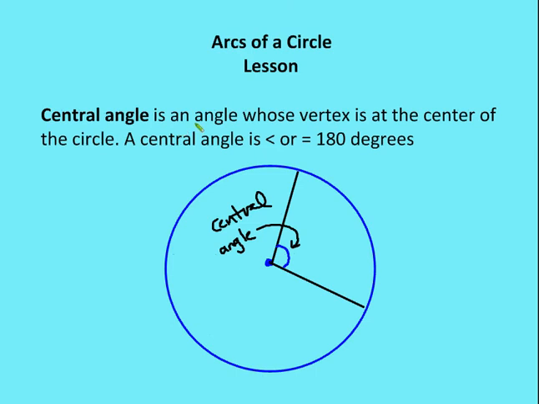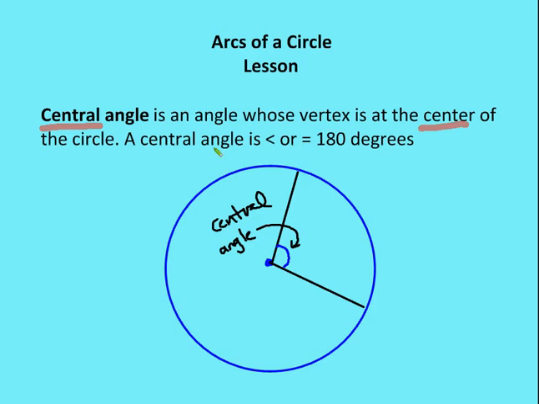Right, a central angle is an angle whose vertex is at the center of the circle. So a lot of times in math, the definition is in the name. So central angle is an angle whose vertex is at the center of the circle. Now, a central angle is going to be less than or equal to 180 degrees. All right, so if I have an arc that corresponds to the diameter, then the central angle is going to be 180 degrees.